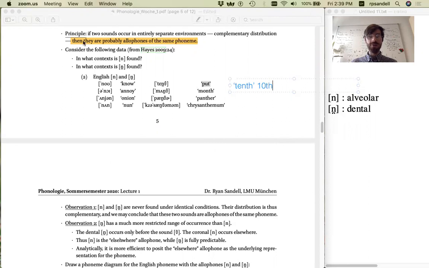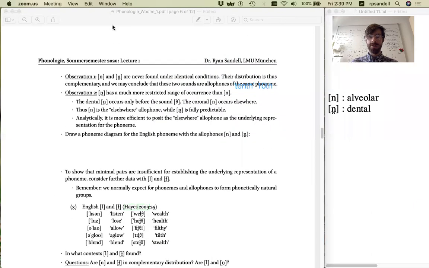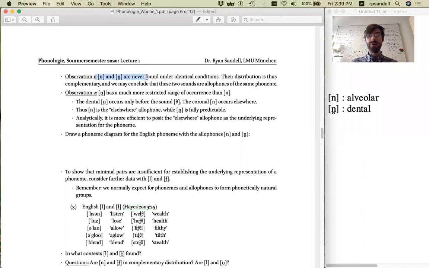Okay, so we can make two observations already with just this small set of data about the alveolar nasal and the dental nasal in English here. So the first, let's clear the word 10th away. The first observation is that the alveolar nasal and the dental nasal are never found under identical conditions. So their distribution can be said to be complementary, and therefore we would conclude that the two sounds are allophones of the same phoneme.